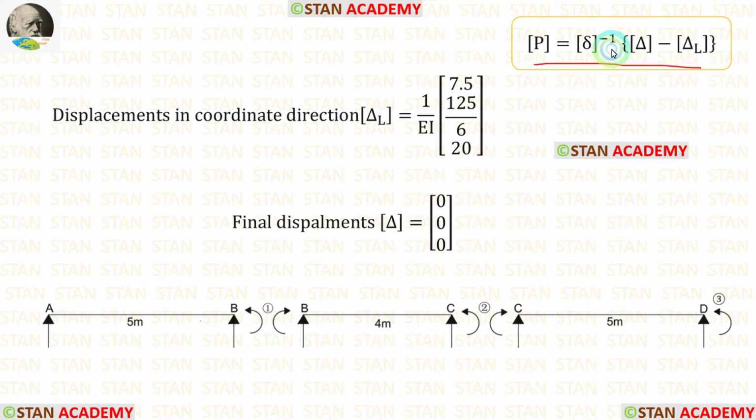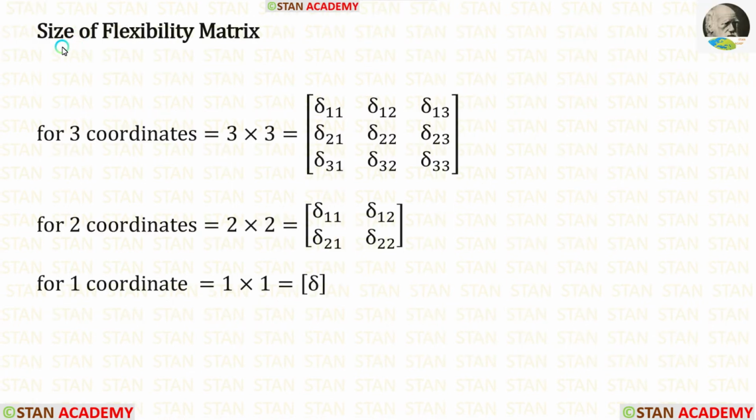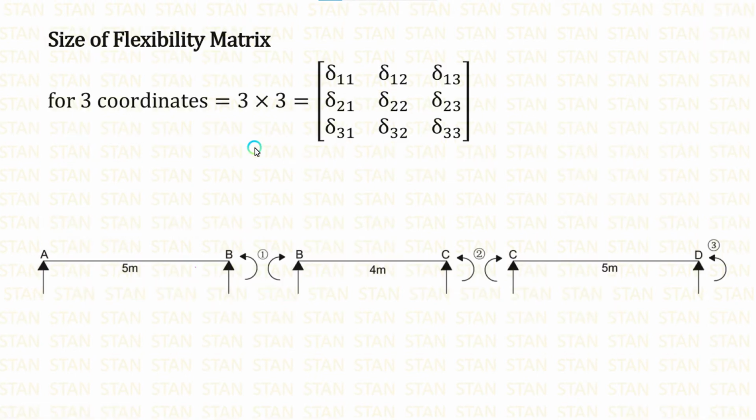In this formula, now let us find the flexibility matrix. Let us see the size of the flexibility matrix. For 3 coordinates, it will be 3 by 3. For 2 coordinates, it will be 2 by 2. For 1 coordinate, it will be 1 by 1. In this analysis, there are 3 coordinates. So, the size of the matrix is 3 by 3.